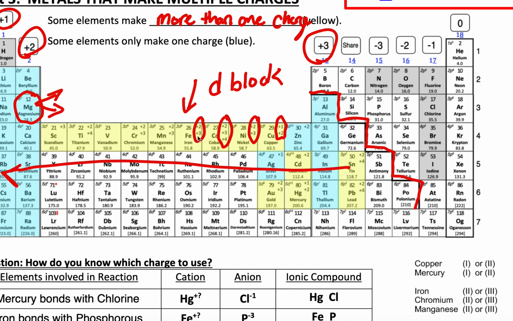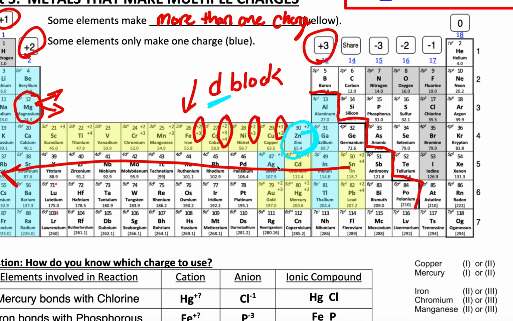Now, I want to point out that there are some elements that only make 1 charge, even though they're in this same section. So like zinc over here. Zinc always, always, always makes +2. How do you know that? You look in the box for zinc and you see +2. Nothing else. So it makes only 1 charge. So you could memorize that, I suppose. And if you can't remember what zinc does, just look at your periodic table.